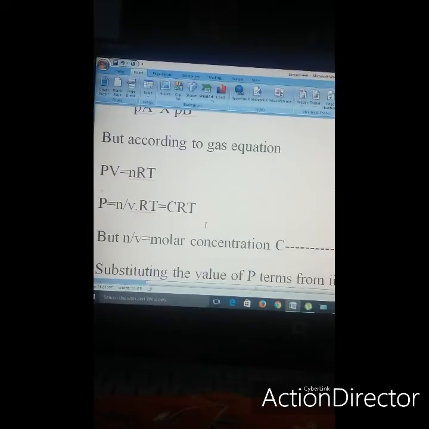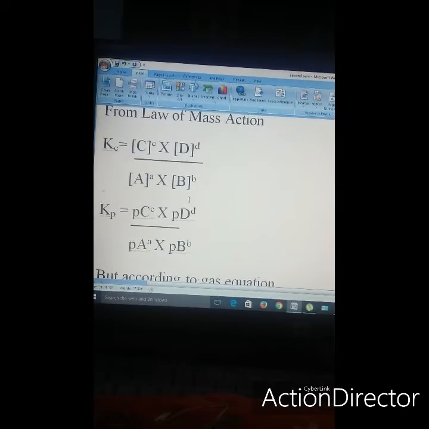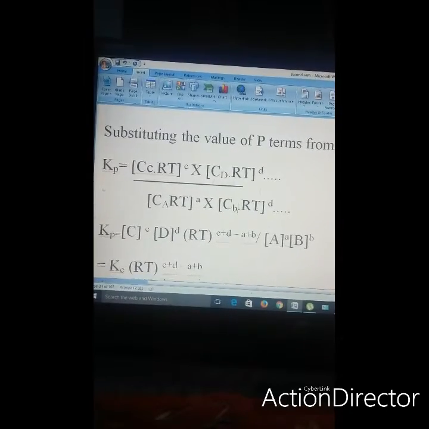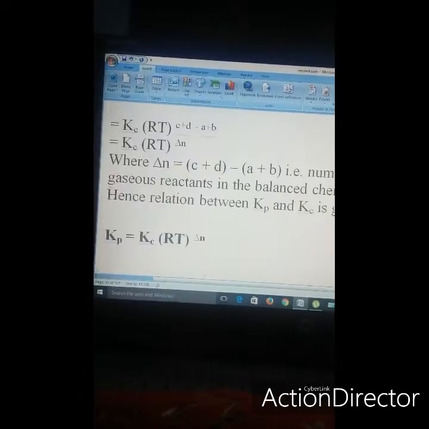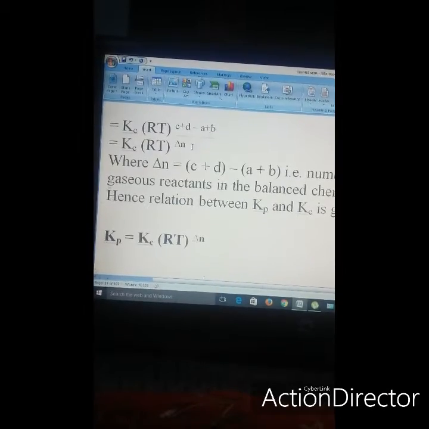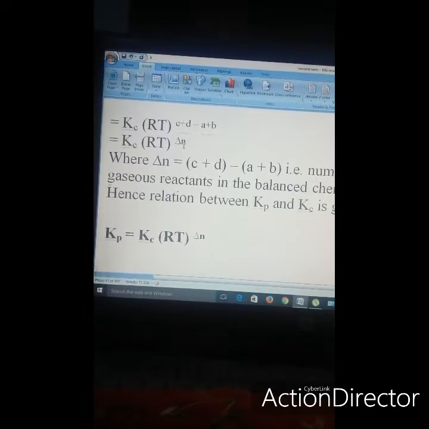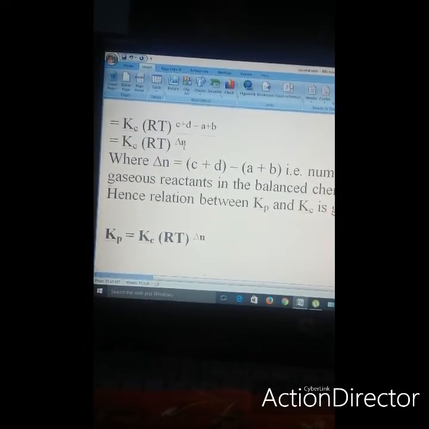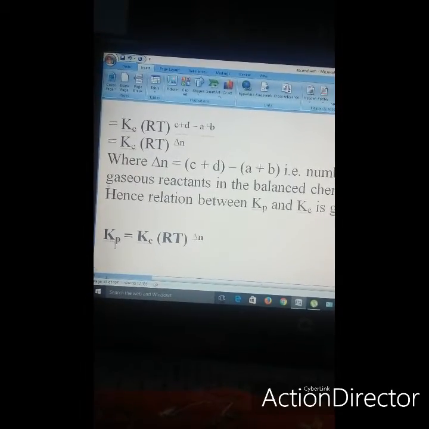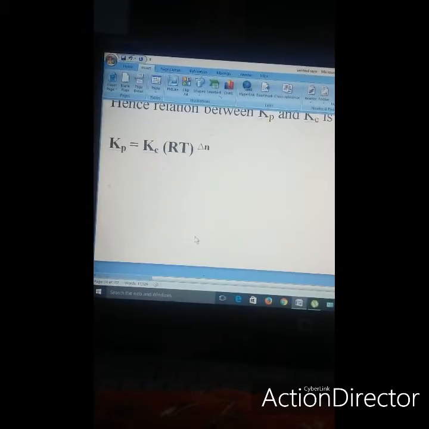Now Kc, you know, is concentration of C and D upon A and B. So here you are getting concentration of C, D upon A, B, so this whole I am replacing by Kc. Now this exponent is product minus reactant, so that I will be replacing by delta n, that is the number of moles of gaseous products minus the gaseous reactants in the balanced equation. So you will finally get Kp is equal to Kc (RT)^Δn. So this is the relationship between Kp and Kc.